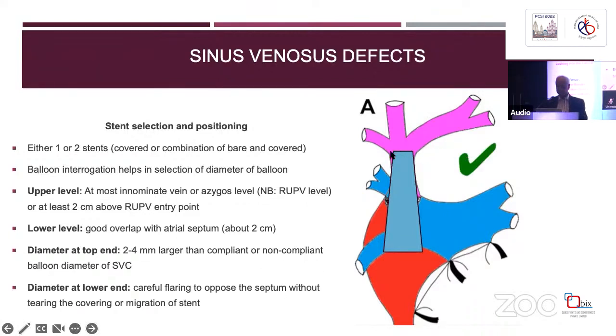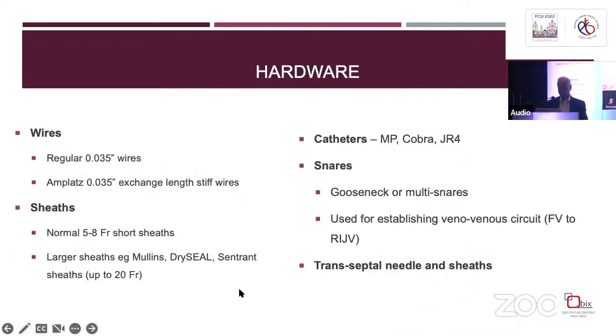The diameter needs to be about 2 to 4 millimeters larger at the top end, larger than the compliant or non-compliant balloon. But at the lower end, it's a real tough assessment by transesophageal echo, because what you're trying to do is oppose the stent to the septum without tearing the covering or without migration of the stent. And I'll come back to that.